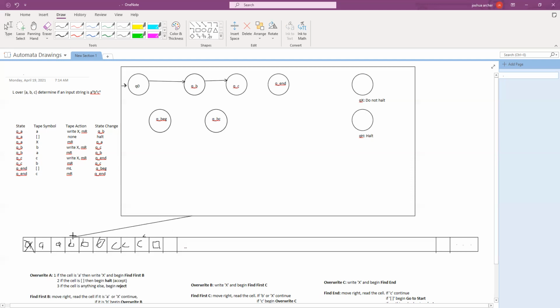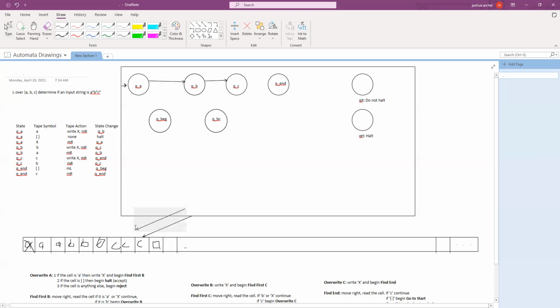Okay, so just to make sure, the QB state is saying that you're looking for a B. You haven't found it. You're just looking. That's correct. The QB state is I'm looking for a B. The QC state is I'm looking for a C. The QN state is I'm looking for the end. The Q beginning state is I'm looking for the beginning. And the QA state is I'm looking for the A. Okay.